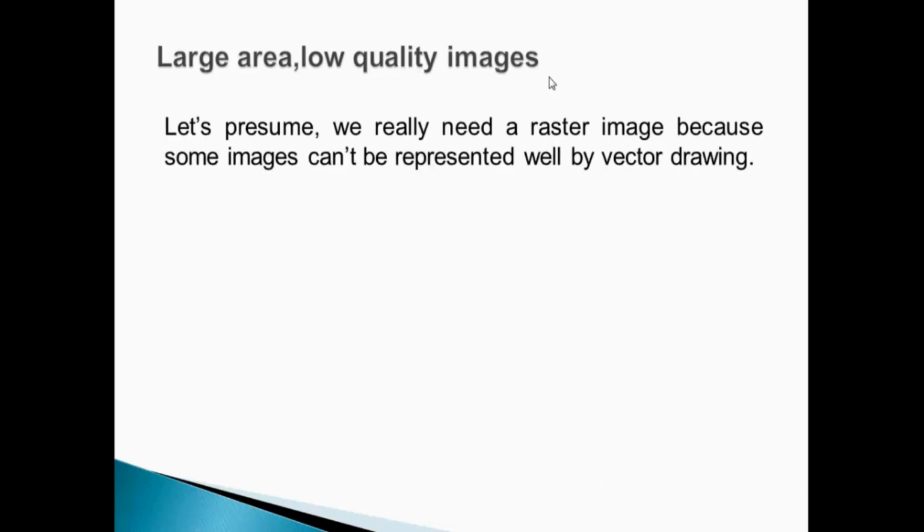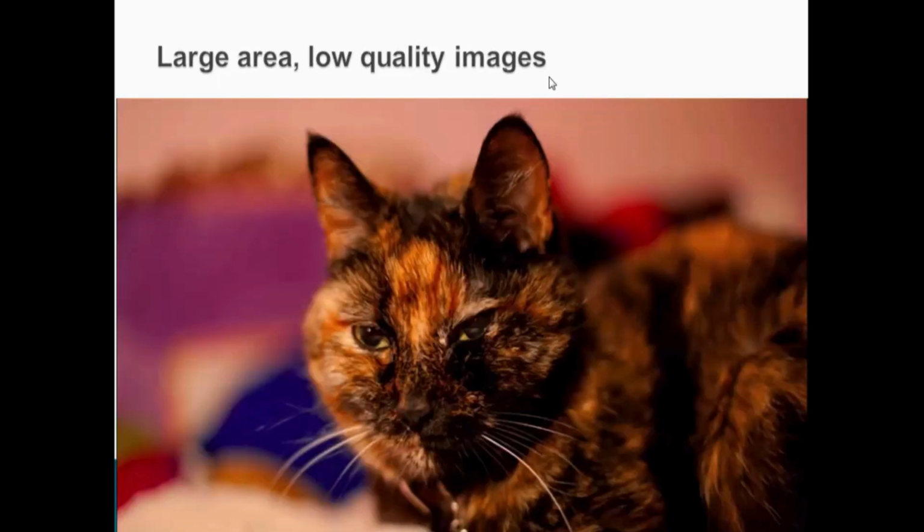Let's presume we really need raster images, because some images can't be represented well by vector drawing. This is a 21 megapixel photo of a cat. Obviously, we probably don't need that resolution pushed down to a mobile device if we're just writing a blog post about this cat. So what should we do with this image to deliver it to different devices?